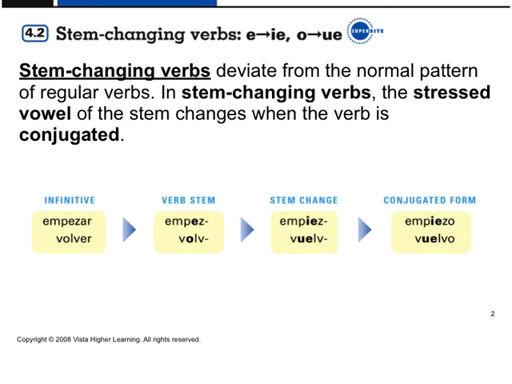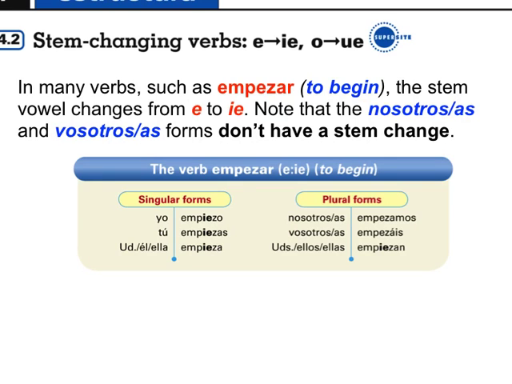And if you remember, stem changing verbs deviate from the normal pattern of regular verbs. Remember, you would drop off the infinitive ending and you would get the stem. However, with stem changing verbs, within the stem, you're going to change it. Some of the verbs will go E to IE, some of them will go O to UE. For example, the verb empezar: empiezo, that's the yo form only. We'll see the other forms in a minute. Volver, vuelvo.